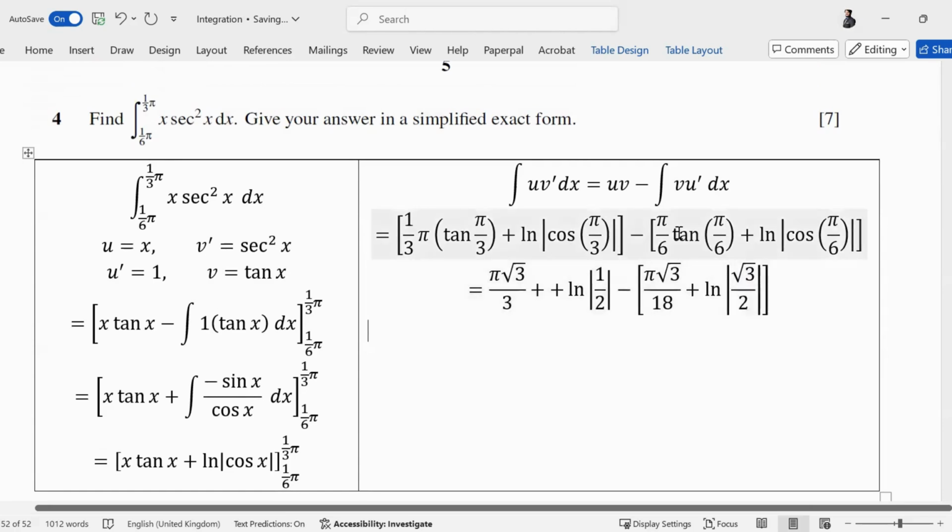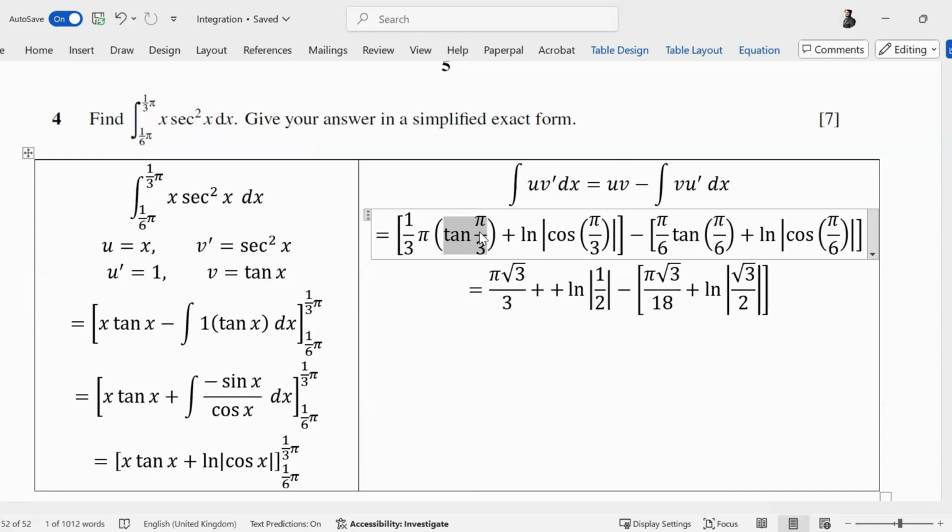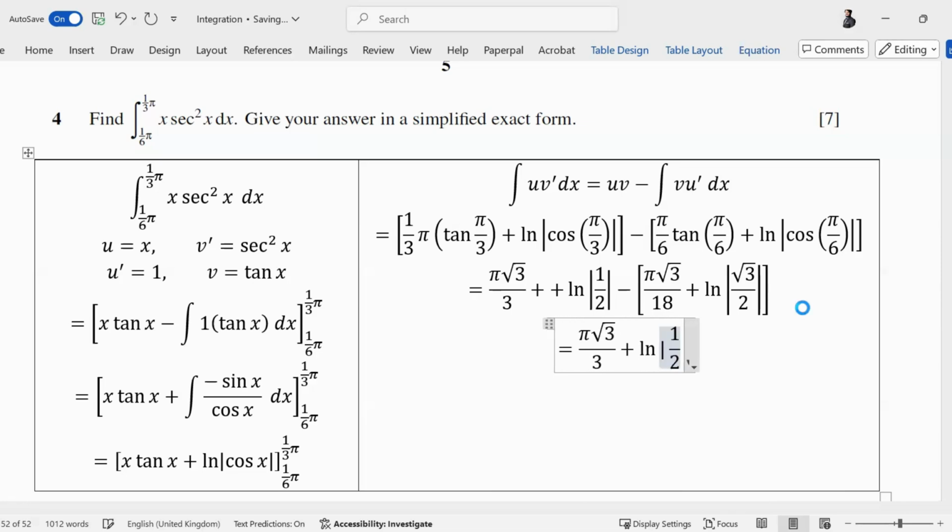Okay, 3 क्यों आया? Tan pi by 6 की value is root 3 upon 3. When that multiplies by pi by 6, तो नीचे 6 and 3 multiply, that will give the denominator as 18. Clear है? Tan pi by 3 was just root 3. There was no denominator. The denominator was 1. So now when you subtract it, you get pi square root 3 upon 3 plus ln of half minus pi square root 3 upon 18 minus ln of square root 3.